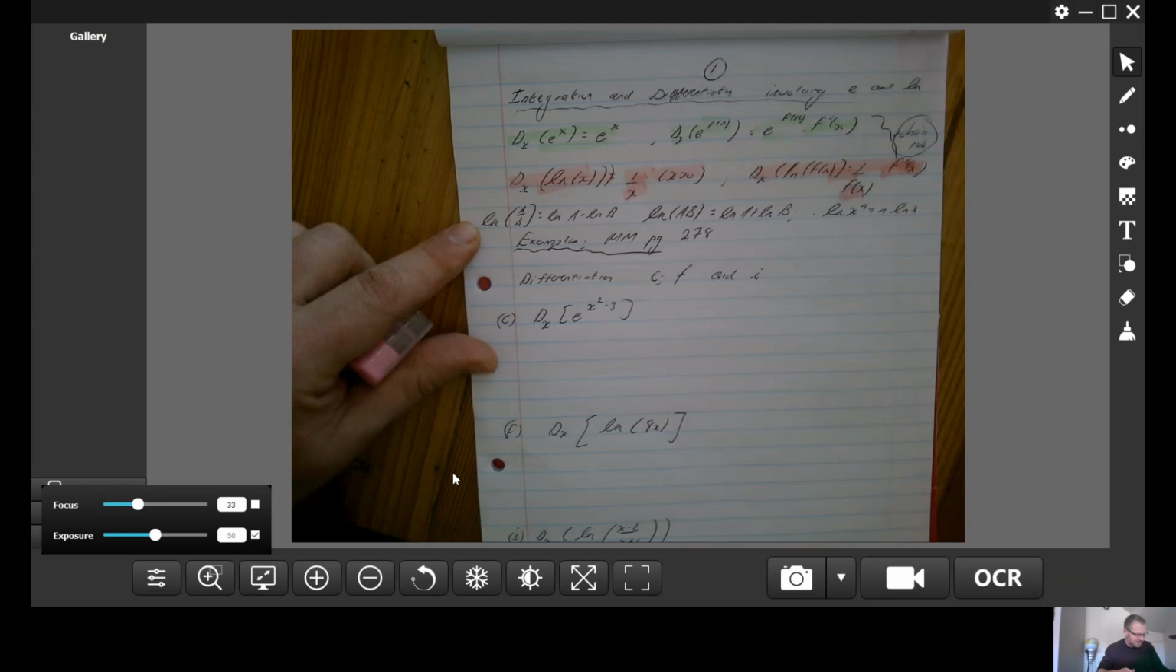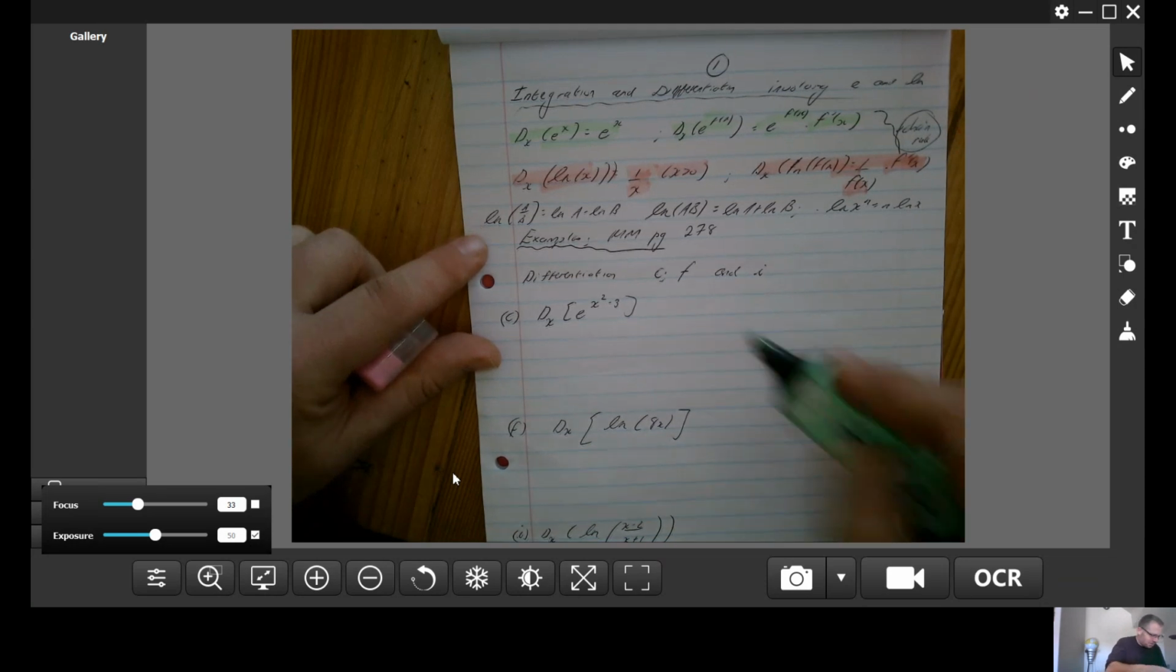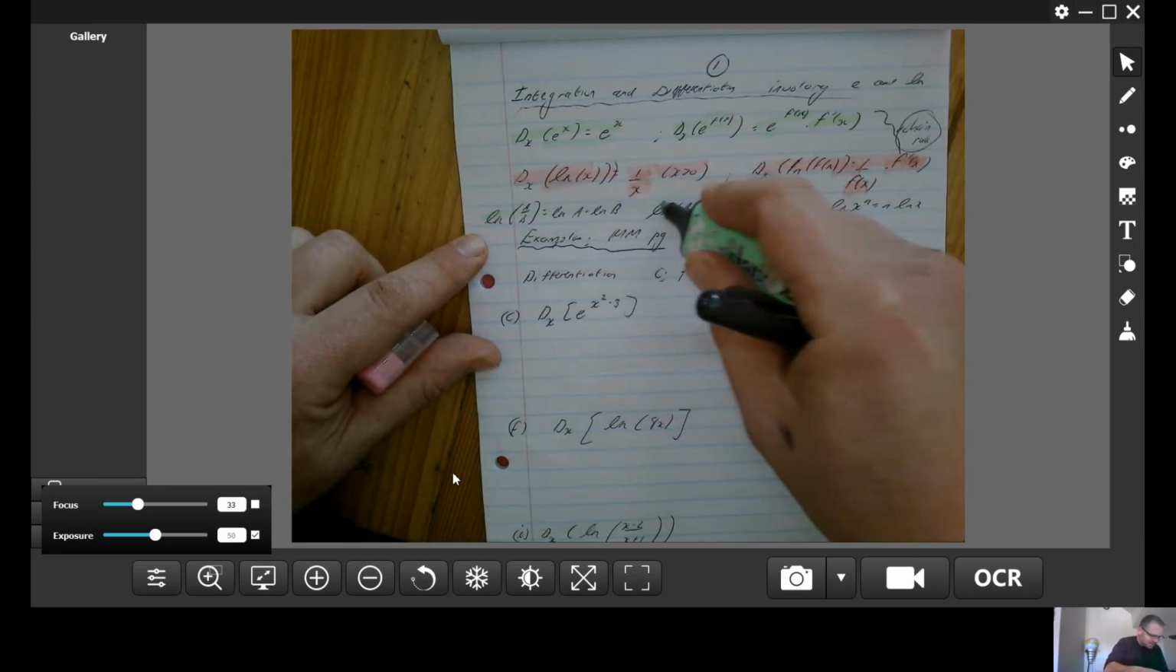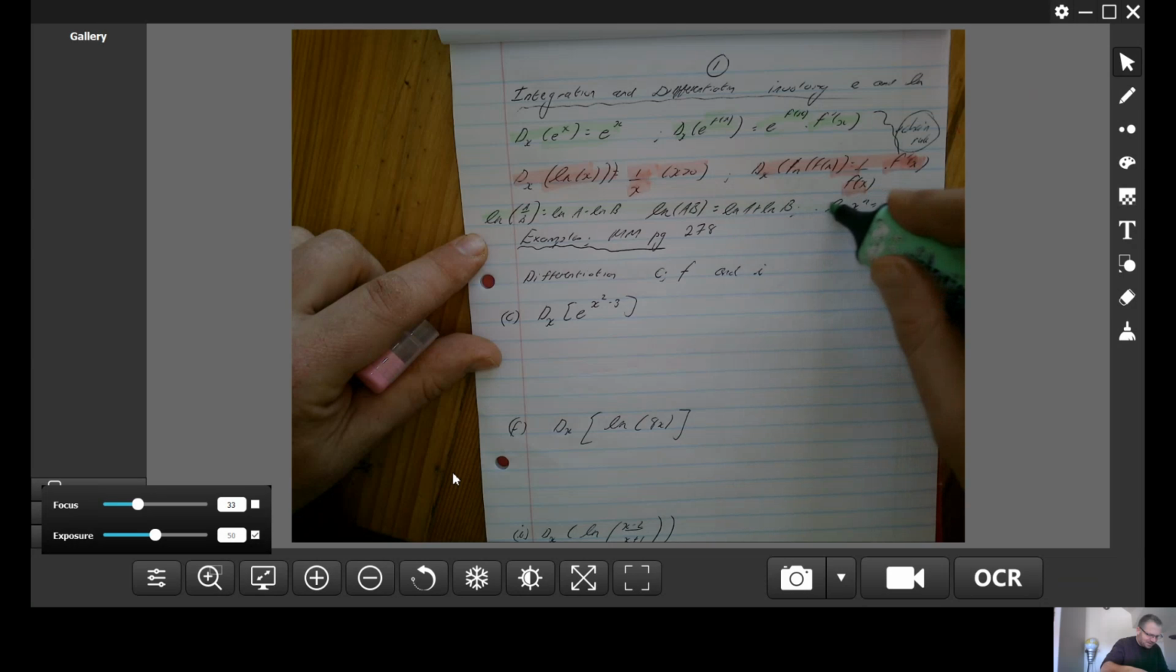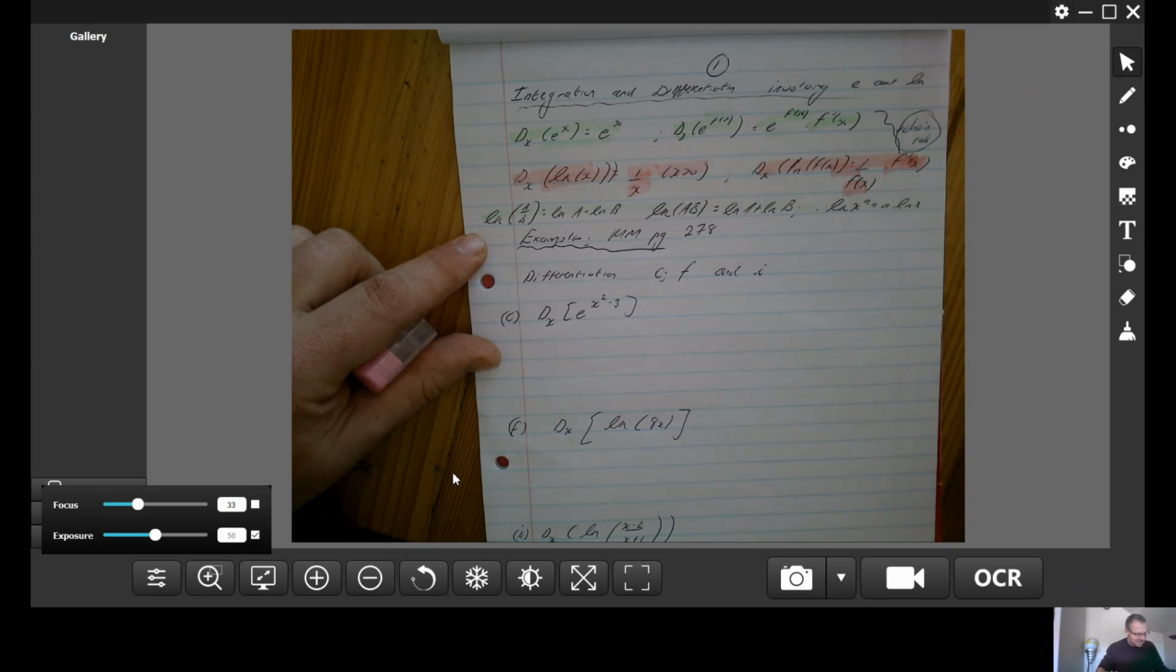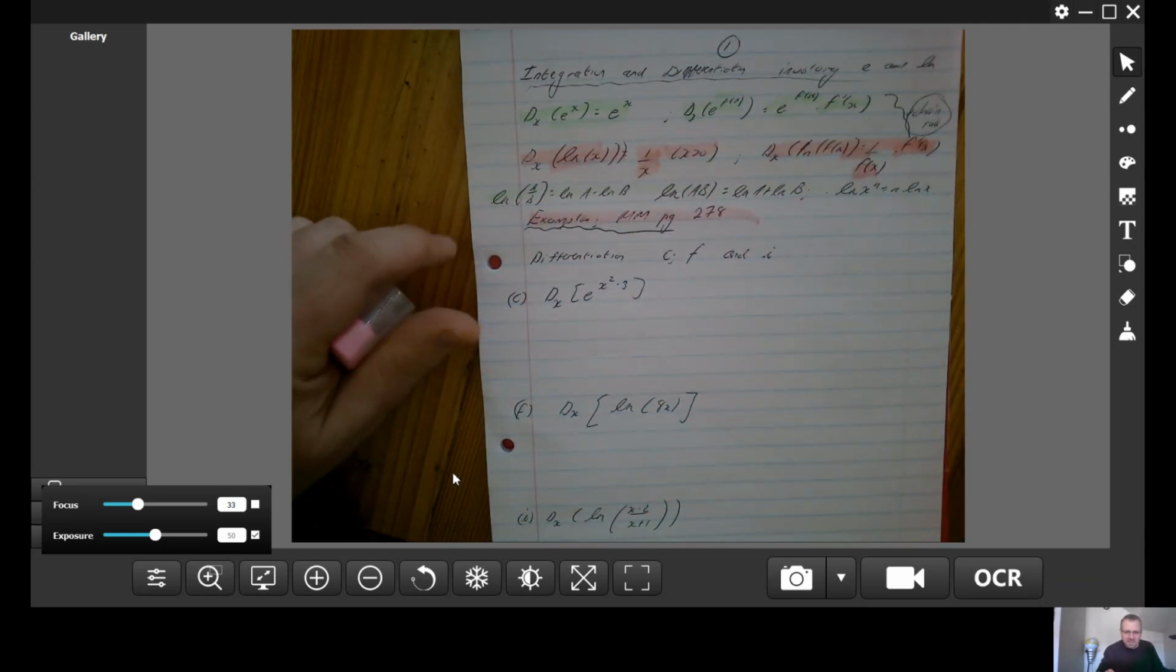A reminder of your log laws: ln a over b is ln a minus ln b, ln ab is ln a plus ln b, ln x to the n is equal to n ln x, and those laws also work for everything with the same base. As examples, we're going to do Mind-Born Maths, page 278.